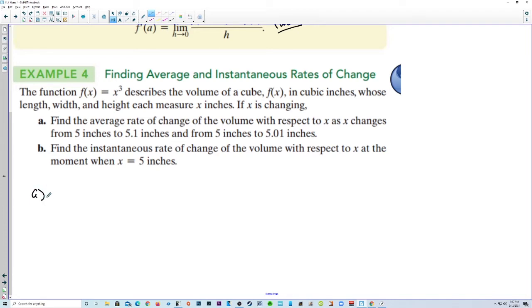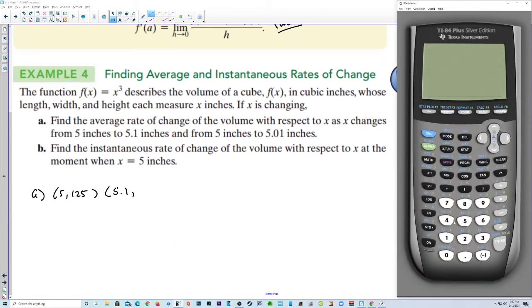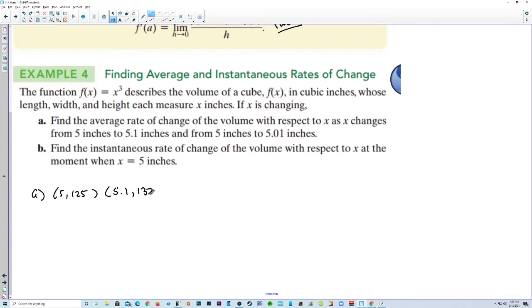So for letter A, we have 2 points. We have the point 5 and 5 to the third, which is 125. And we have 5.1, and let's see what 5.1 to the third is. Let's turn the calculator on. 5.1 to the third is 132.651. All right, so the average rate of change is 132.651 minus 125 over 5.1 minus 5.